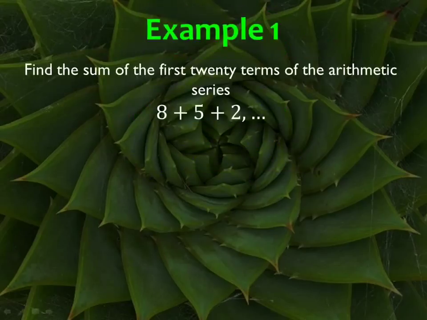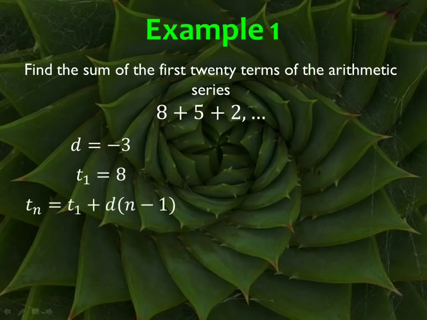So let's take a look at example 1. First, find the sum of the first 20 terms of the arithmetic series 8 plus 5 plus 2. So first of all, we probably would need to know what the 20th term is. And this is an arithmetic series with a difference of -3. So the first term is 8. We can figure out the 20th term by using the formula to find any term of an arithmetic series.